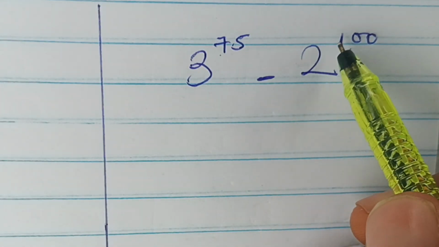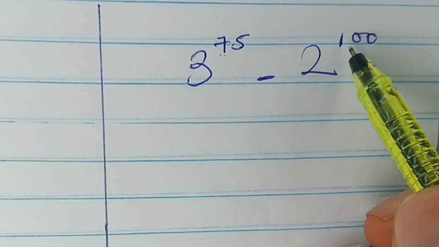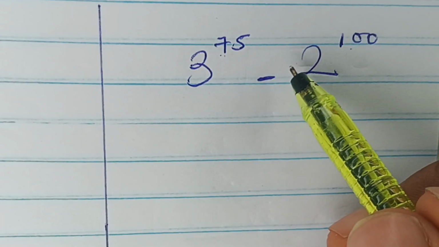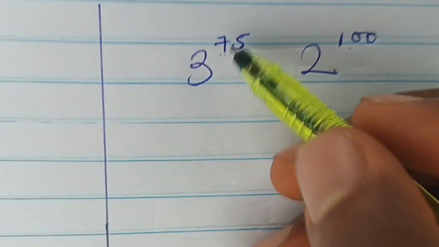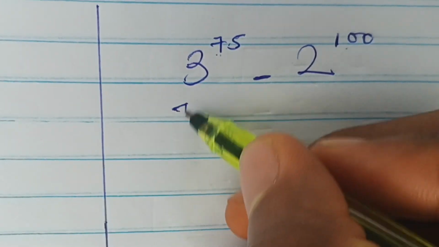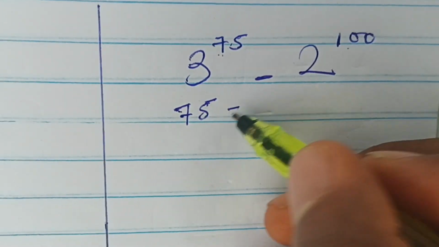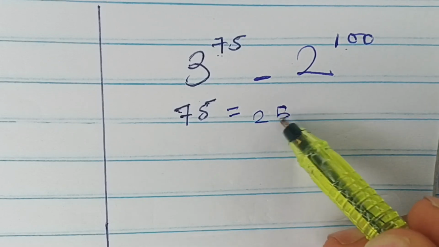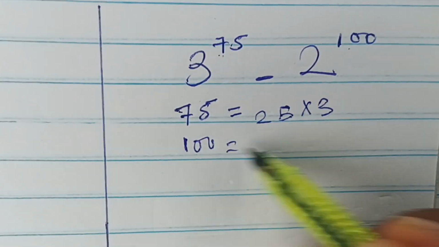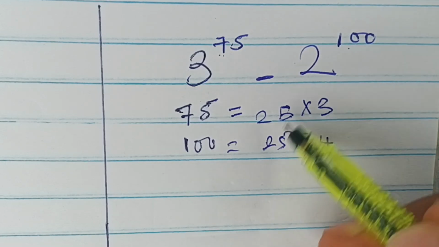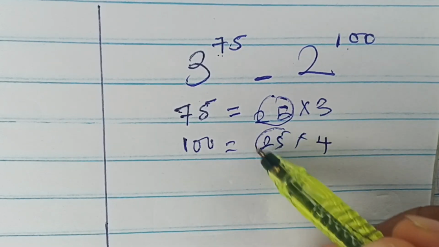Look at the powers. 75 and 100 should have something in common. You should have a number in common. Now, if I say 75, for example, let me bring up 75 and show you guys something quickly. It can be written as 25 times 3. And then 100 can be written as 25 times 4. So we have 25 here and we have 25 here.